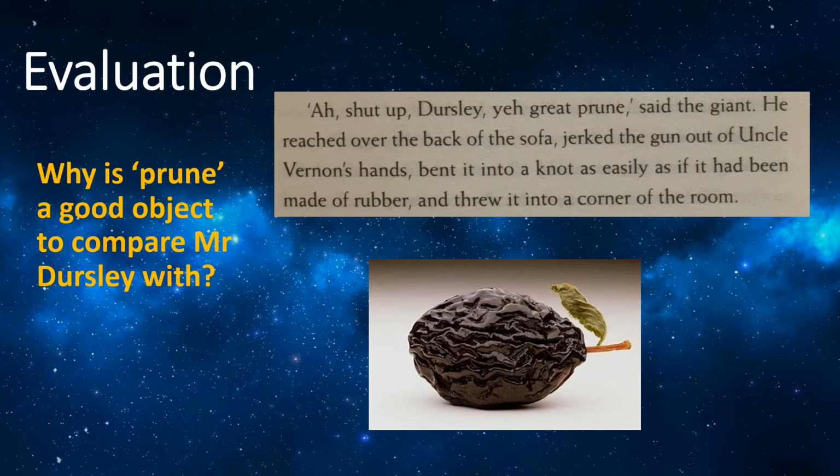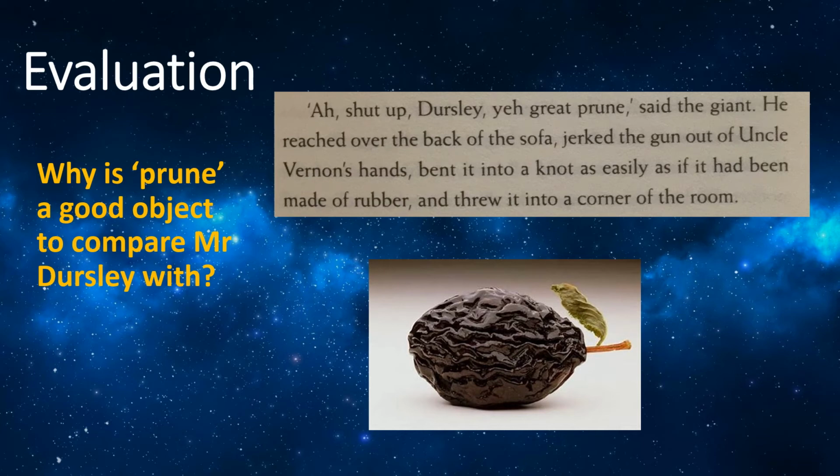The question is, why is prune a good object to compare Mr. Dursley with? "Shut up, Dursley, you great prune," said the giant. So this is what Hagrid calls Mr. Dursley. Now, can you remember, is it going to be a simile or a metaphor? It is actually a metaphor because he's not saying you're like a great prune. He's saying he is a prune, you great prune.